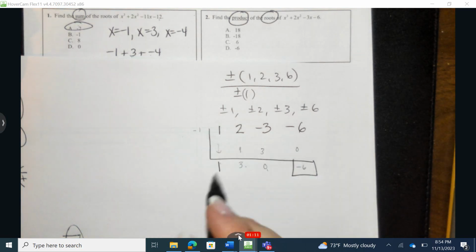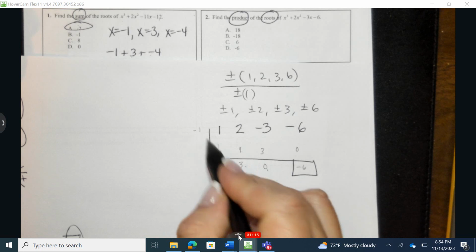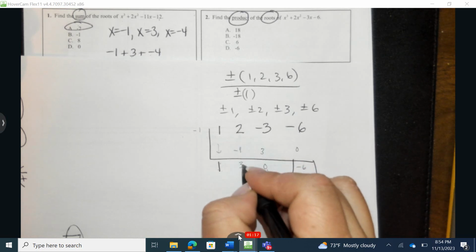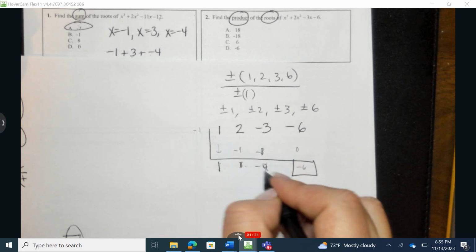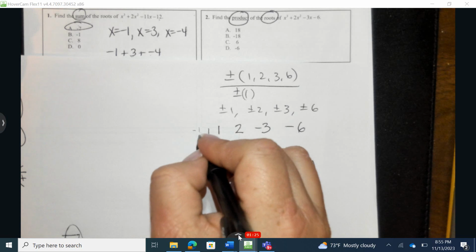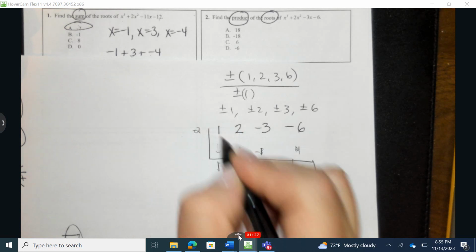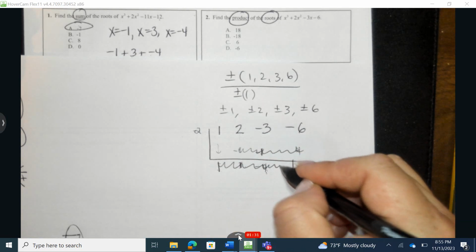Let's try negative 1. So in trying negative 1, I drop down, I multiply to get negative 1, combine to get 1. Multiply to get negative 1, combine to get negative 4. Multiply to get 4, and I get a negative 2. Still doesn't work. Okay, it's starting to get sloppy since I can't go through. I'm just going to cross this out so there's 0 confusion.